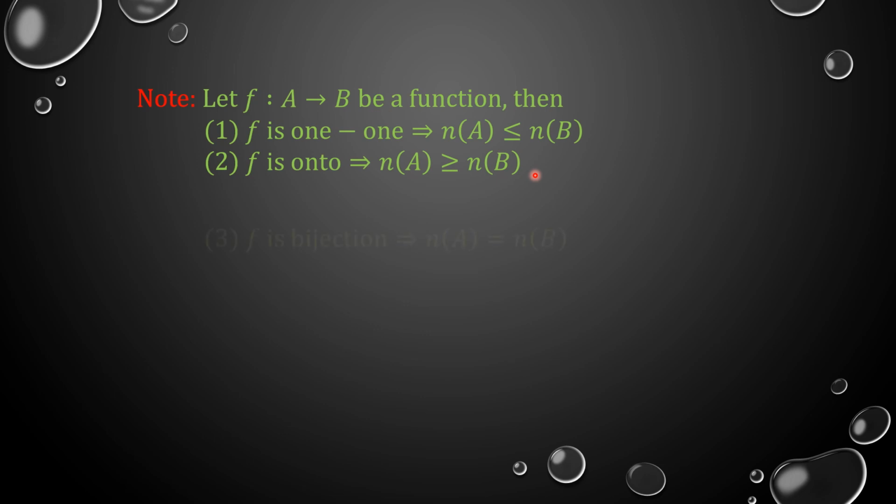Now you see the third one, if f is a bijection, which we just discussed. Bijection means that the number of elements in A and the number of elements in B, that is, the number of elements in the domain and the number of elements in the codomain, must be equal.